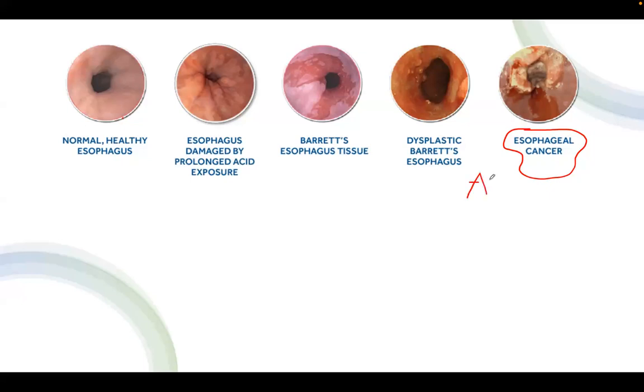Very good. It is adenocarcinoma. Adenocarcinoma for Barrett's esophagus. Most common cancer is still stratified squamous cell. But in Barrett's esophagus, it's adenocarcinoma. So please take note of this.